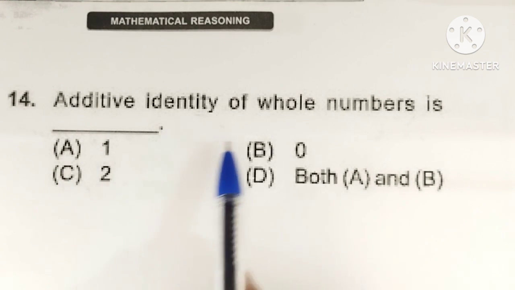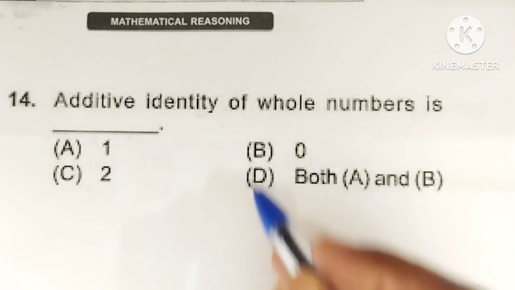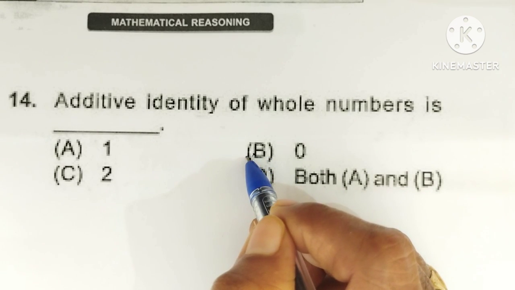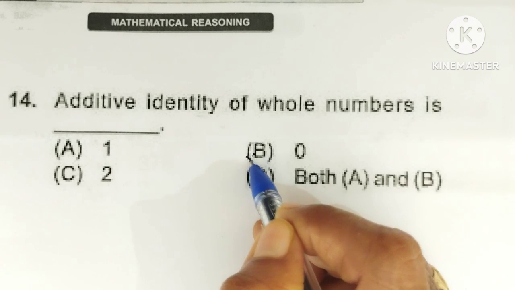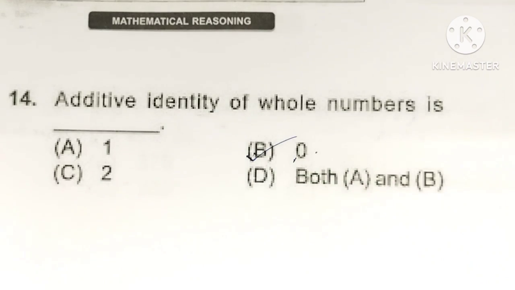14th one. Additive identity of whole numbers is. Additive identity means A plus 0 equal to A. When 0 is added to any number, the number itself comes. So 0 is the additive identity of that number. Here 0 is the additive identity of whole numbers. Additive identity of whole numbers is 0. Option B is the correct one.